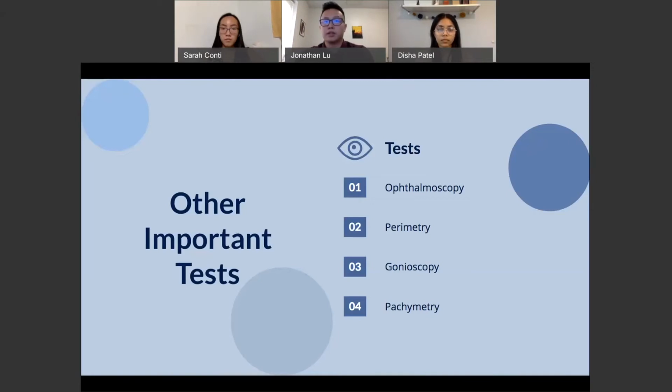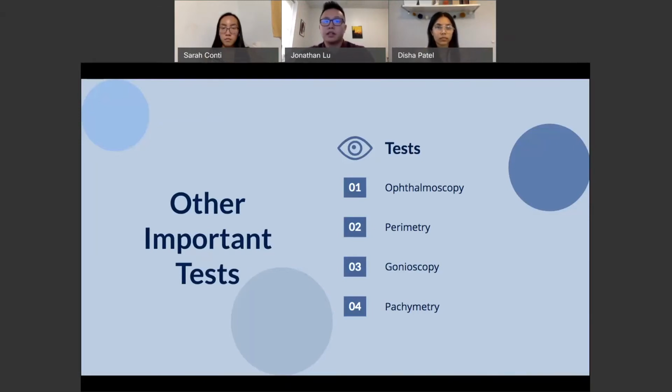The other tests are normally done if the IOP readings are concerning and the doctor believes the patient is suspect for glaucoma. Parametry is a visual field test to identify a patient's complete field of vision. One of the major symptoms from glaucoma, especially in the later stages, are blind spots. This test essentially draws up a map of an individual's vision. This is important after a patient has been diagnosed to track the progress of their treatment.